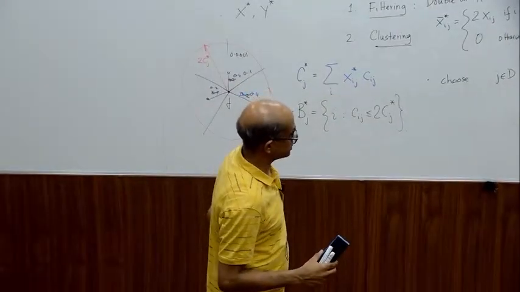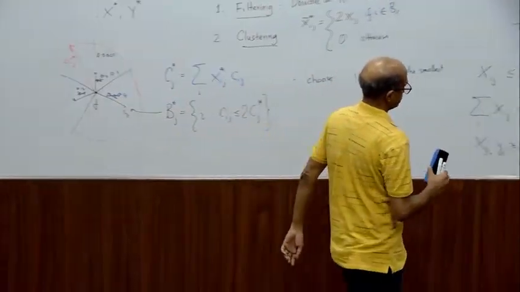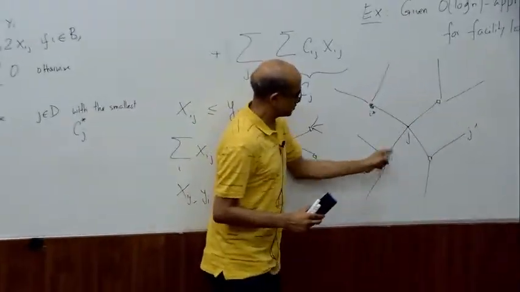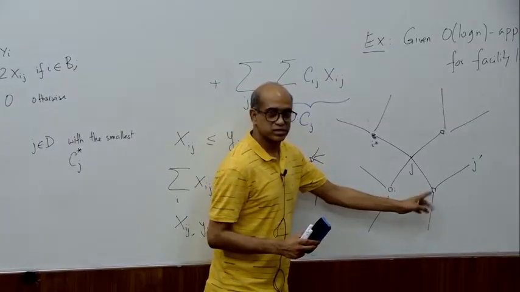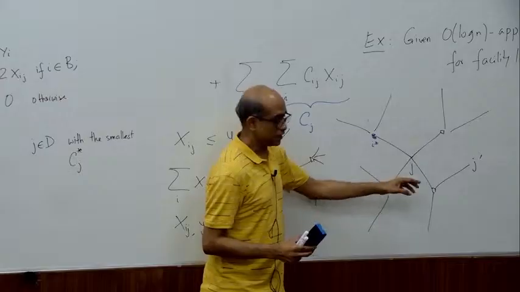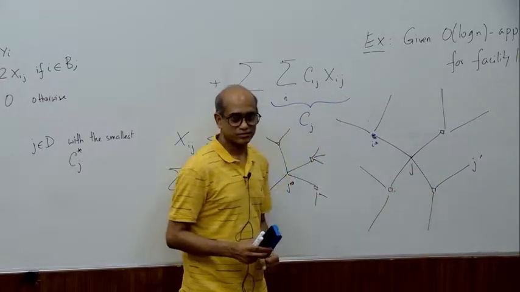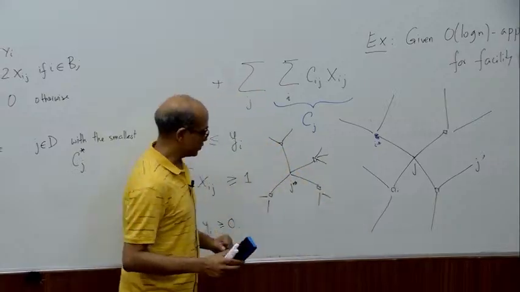I star was in J's ball, right? What about J prime? J prime, no. So what does it mean? J is partially assigned to several facilities, and these are in its ball. But look at each of these facilities. Look at the demands that are going there. All of those. And you will see why I am doing that.